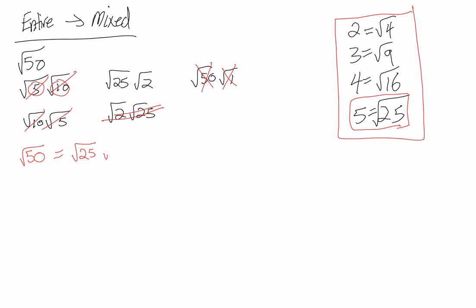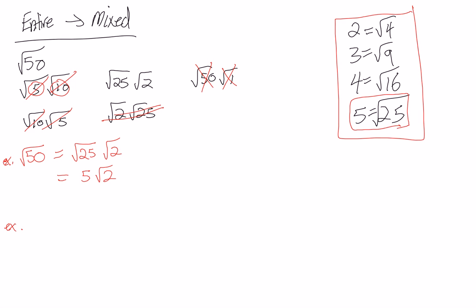So write that one first, and then our leftover would be 2. So 25 times 2 is 50. Now, off of our perfect root chart, the square root of 25 is the same thing as a regular 5. So we'll have 5 root 2, and then we're done. So you can see with working backwards, the trick really is just making sure you pick the right factors.